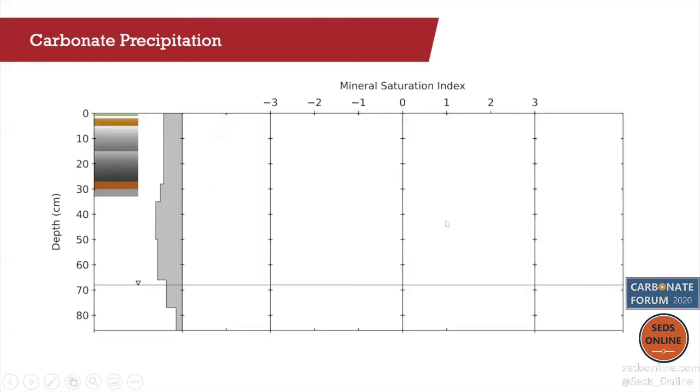And now I'll relate all this to carbonate precipitation with mineral saturation indices. A negative saturation index suggests that a mineral is likely to dissolve from solution, whilst a positive saturation index suggests that a mineral is likely to precipitate from solution.